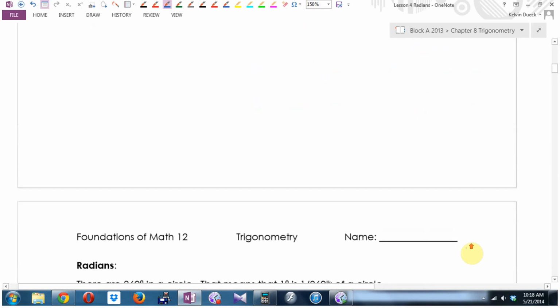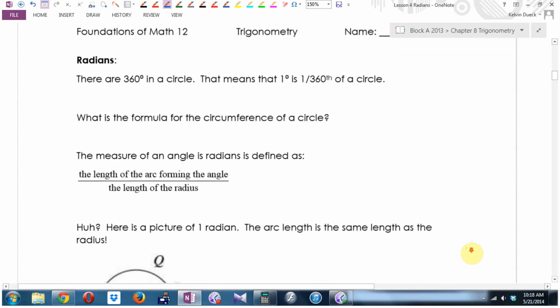Here's the new stuff. Radians. Next page over. There are 360 degrees in a circle. The other way to think about that is 1 degree is 1/360th of a circle. Big deal. Well, we want to come up with a more generic way to talk about angles. And we're going to start out by talking about circumference.